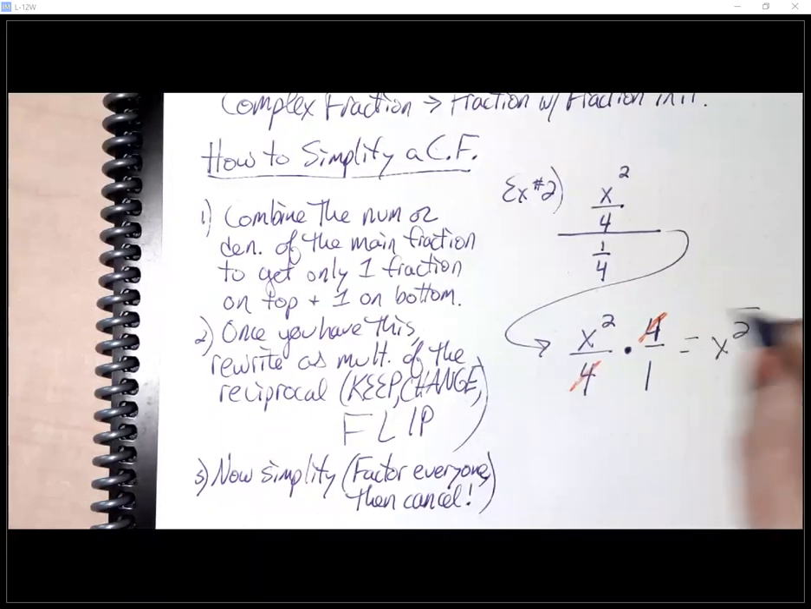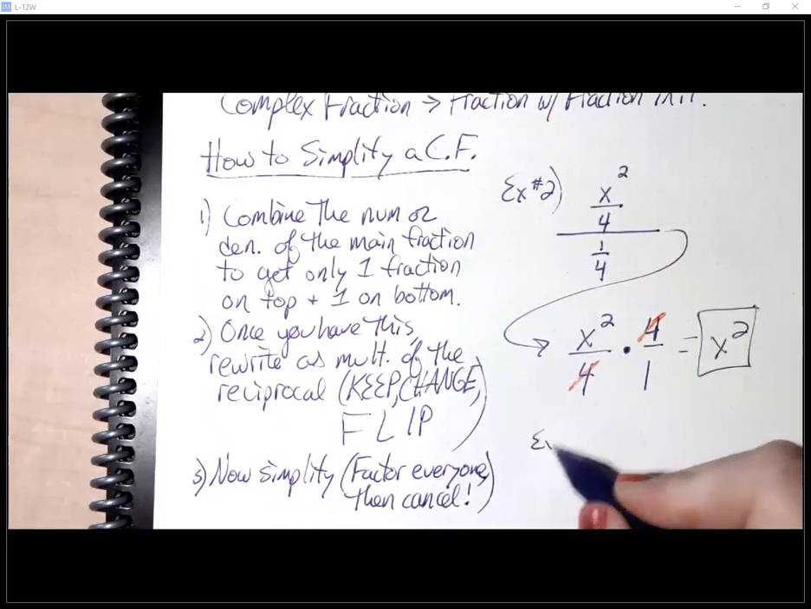All done. Well, that one was easy. Okay, let's try another easy one. How about 4? You guys try 4. Then we'll try some tougher ones.